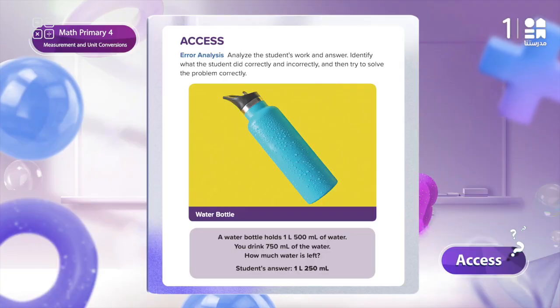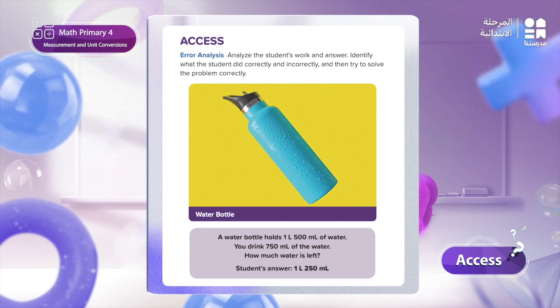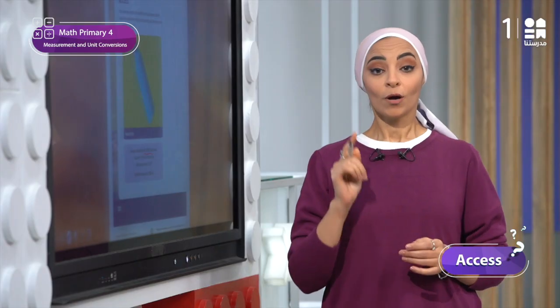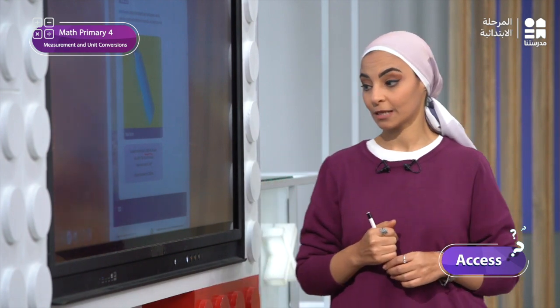Here is page 120. You will find an example on capacity. It is about a water bottle that holds 1 liter 500 milliliters, as you see here. How much water is left in the bottle? One of your colleagues thought of the question and his answer was that the water left in the bottle is 1 liter and 250 milliliters.